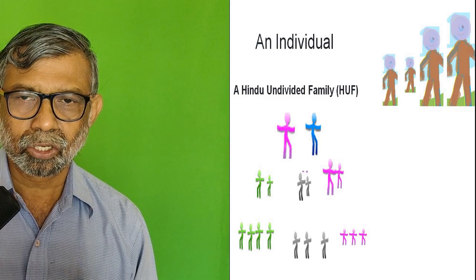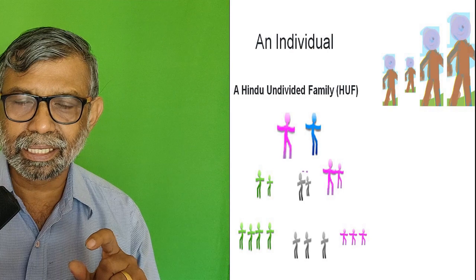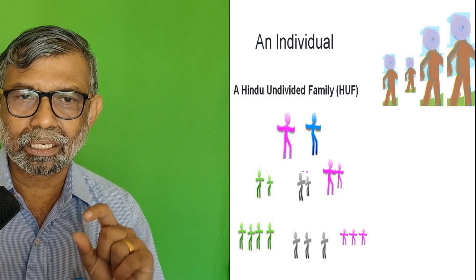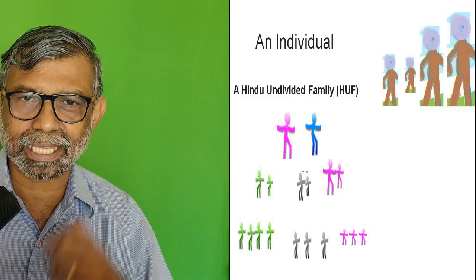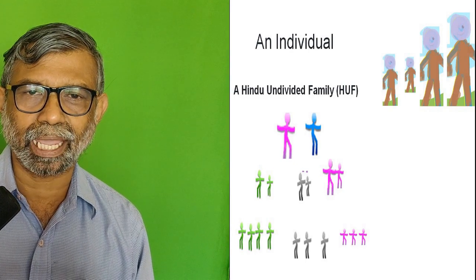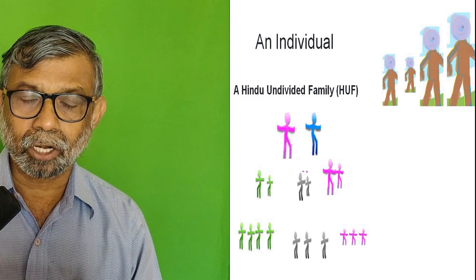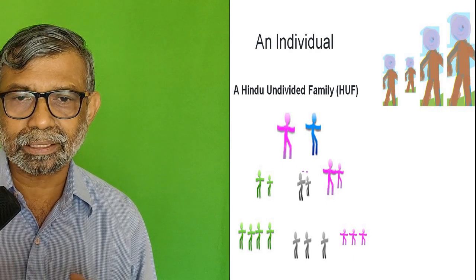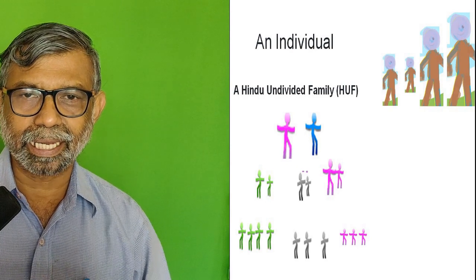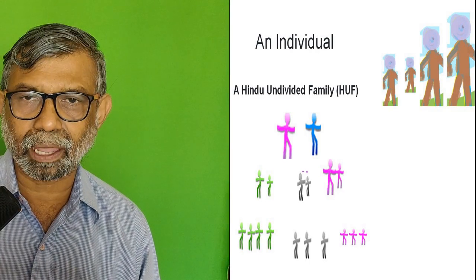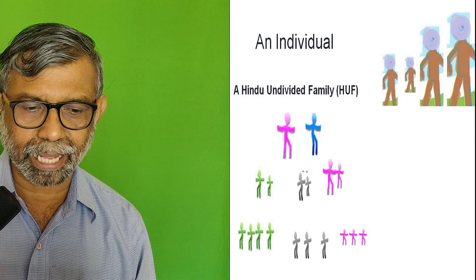Clear? So the income tax department considers this family as an assessee, and this family will be assessed separately. If any individual has separate income, not pooled into the family, then he will be assessed separately for his income. That's a different story. But the income tax department considers the Hindu undivided family as one unit and it will be taxed.